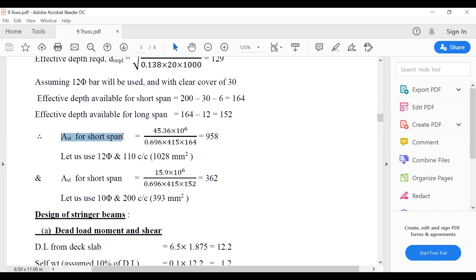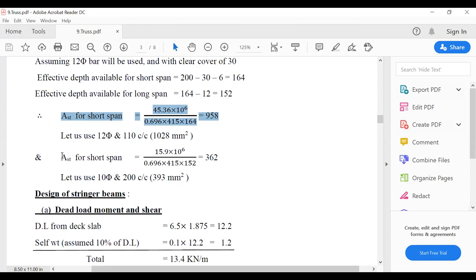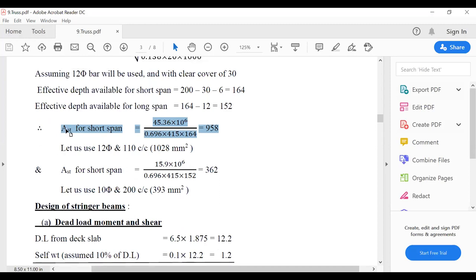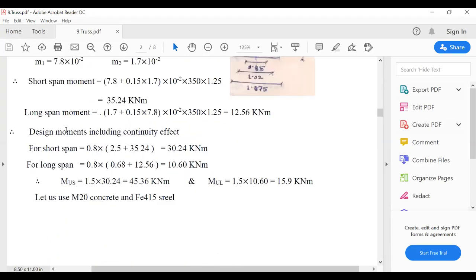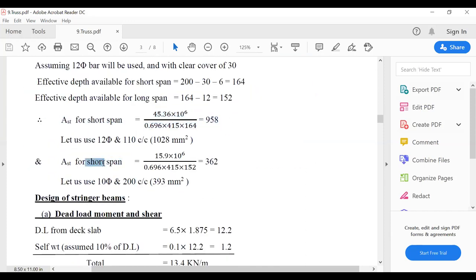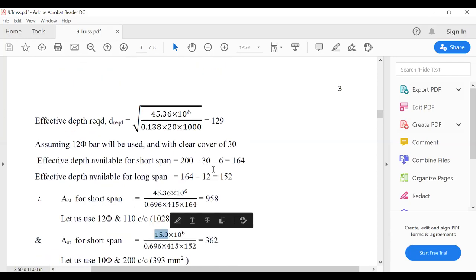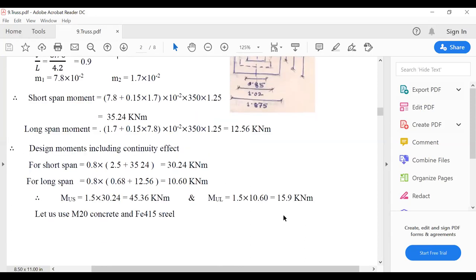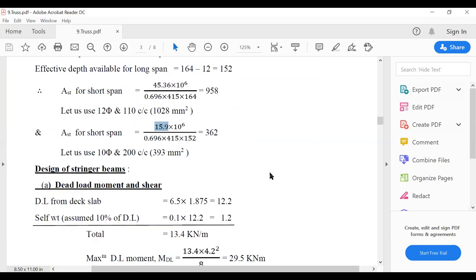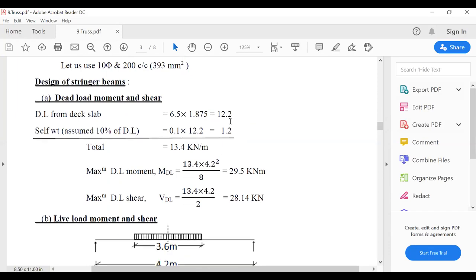Area of steel, general formula, and for short span. And this, I think, once again, should be long span. This spelling mistake, this should be long span, because 15.9 is for long span. Okay, so in this way you do the deck slab design.